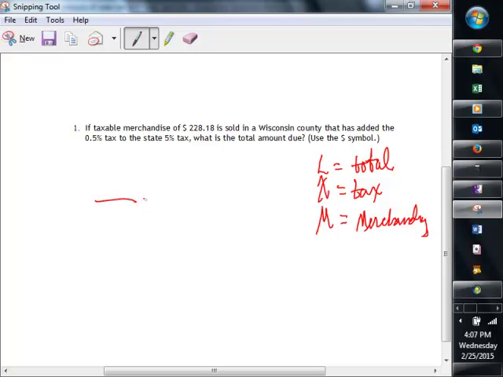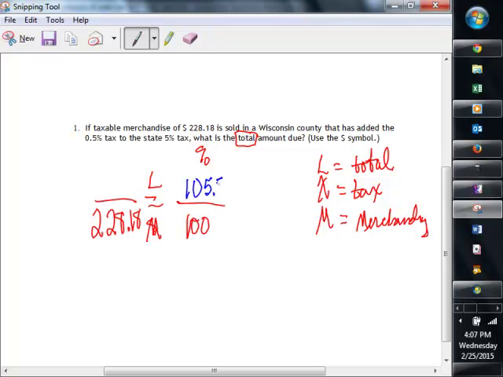Okay, so in this first case, on the percent side, the amount of sale is always based on the amount of merchandise sold. So it's 228.18. The most important thing to note is what letter we write on top. In this case, we write L because we're looking for the total amount due. Because of that, we know we're going to have to add 100% to the 5.5% to get 105.5%.